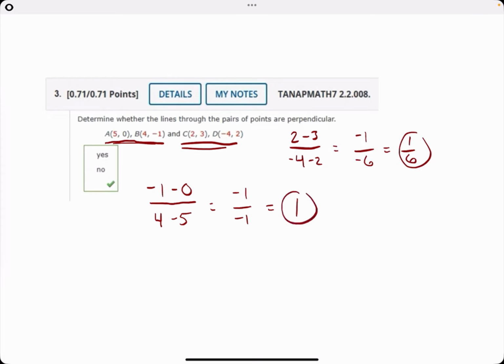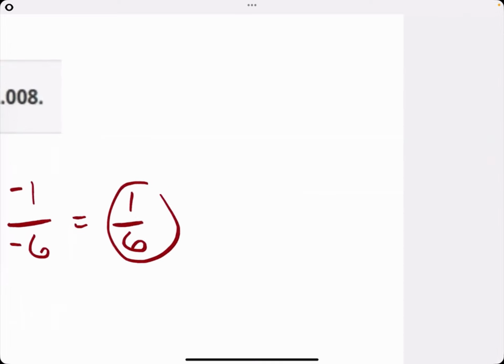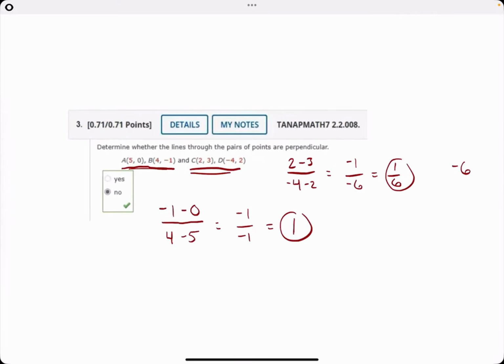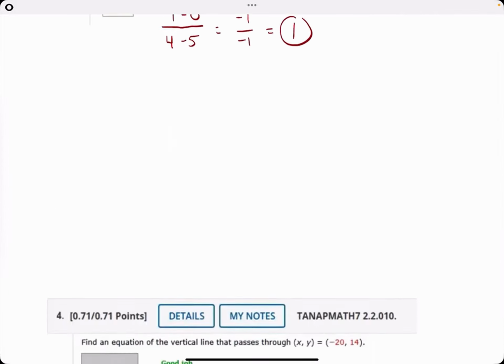So, would a line with a slope of 1/6 be perpendicular to a line with a slope of 1? And no. Neither perpendicular nor parallel. If they're parallel, they'd have the same slope. If they're perpendicular, they'd have negative reciprocal slopes. So again, negative reciprocal would be like 1/6 and -6 over 1, or just -6. So like these two slopes of two lines would indicate perpendicular lines.